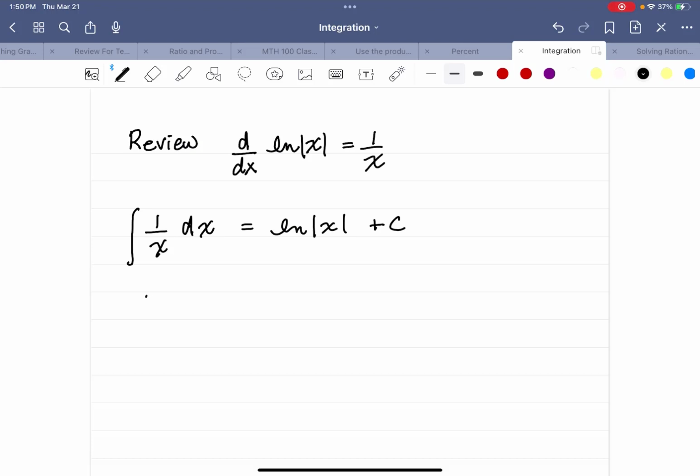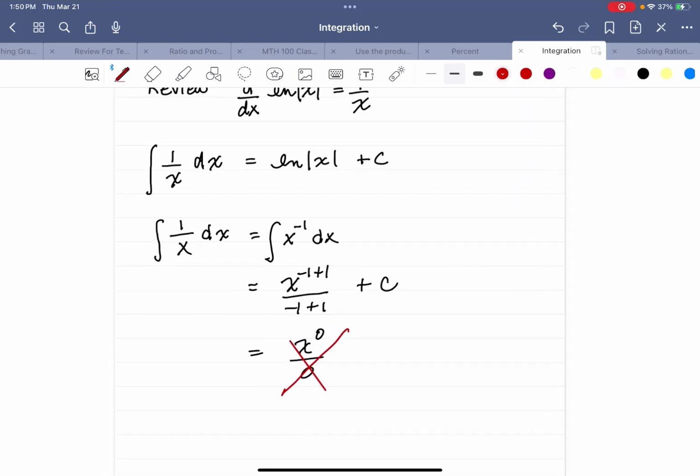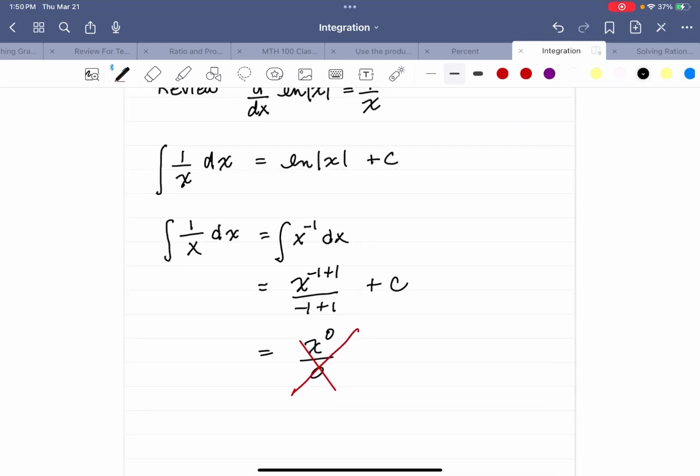Watch what happens if we try to use the power rule. If we try to write this as x to the negative 1 dx, and we go by the power rule, which is to add 1 to the power and divide by the power, we would get x to the 0. You can never divide by 0. So we have to recognize that whenever we have the integral of 1 over x, that corresponds to the natural log function.